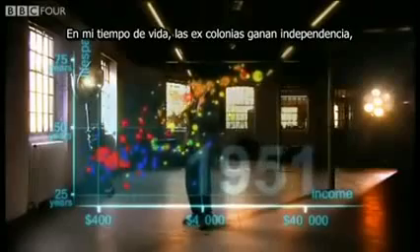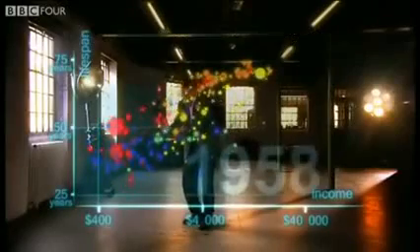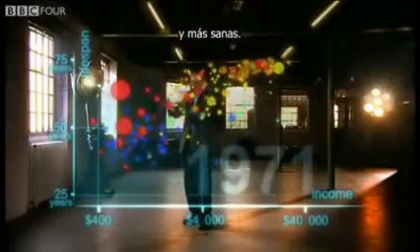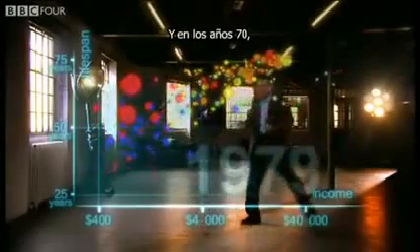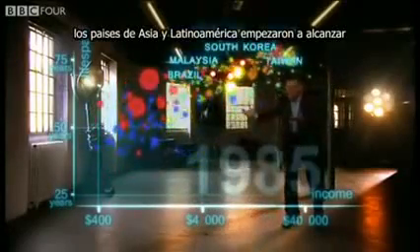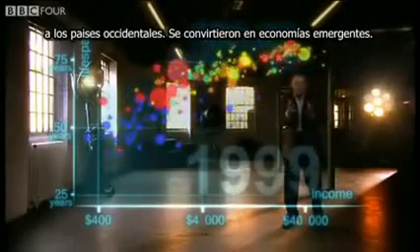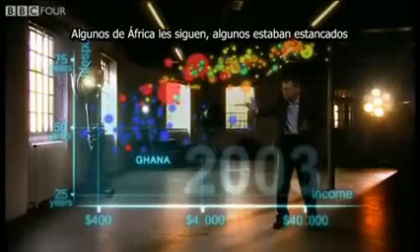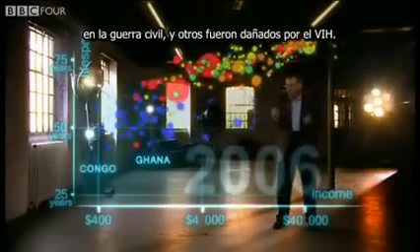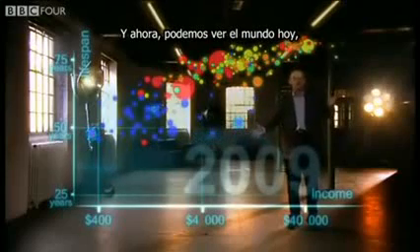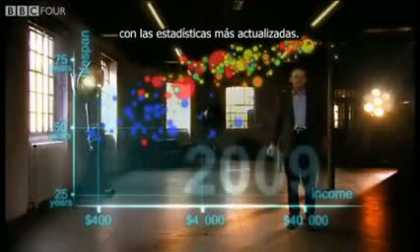Here we go again. In my lifetime, former colonies gained independence, and then finally they started to get healthier and healthier and healthier. And in the 1970s, countries in Asia and Latin America started to catch up with the Western countries. They became the emerging economies. Some in Africa followed. Some Africans were stuck in civil war and others hit by HIV. And now we can see the world today in the most up-to-date statistics.